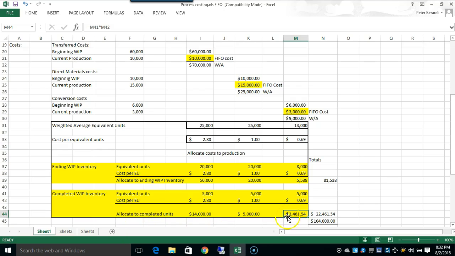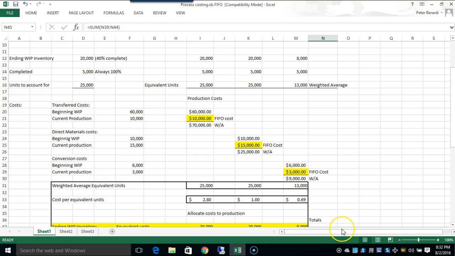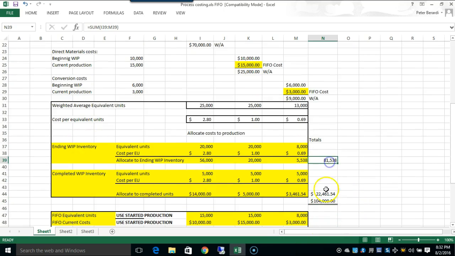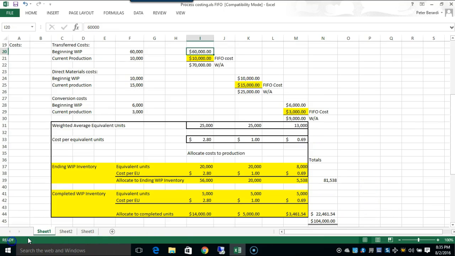So allocated total is $22,461.54. So these two combined equal $104,000. So your ending WIP is 81 and your completed WIP is 22,461 for a total of $104,000.